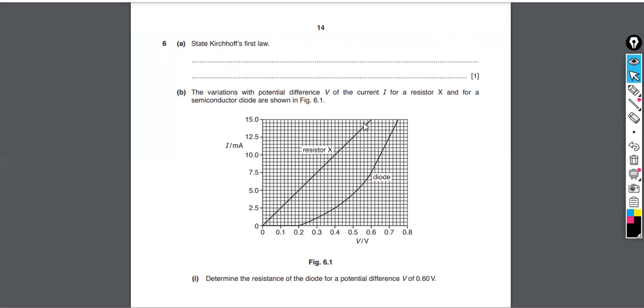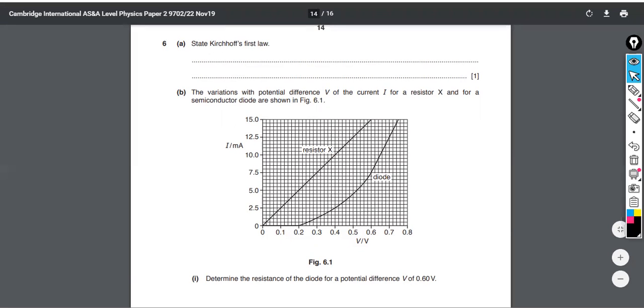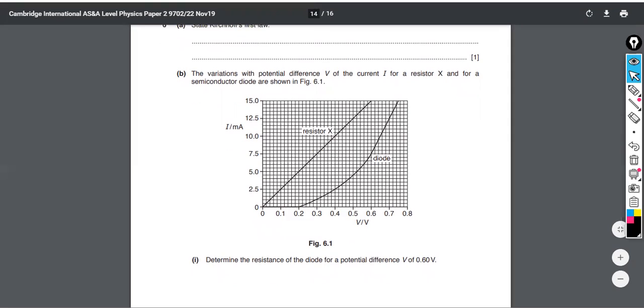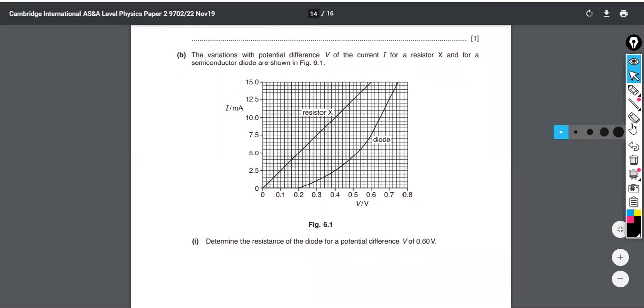They obey Ohm's law. In other words, the current and the voltage are directly proportional. For a given voltage, there's a current and they go up in proportion. That's not true with the diode. There's this curvilinear plot. So Ohm's law doesn't hold for the diode. A diode is a non-ohmic component. The question goes on to read, determine the resistance of the diode for a potential difference V of 0.6 volts.